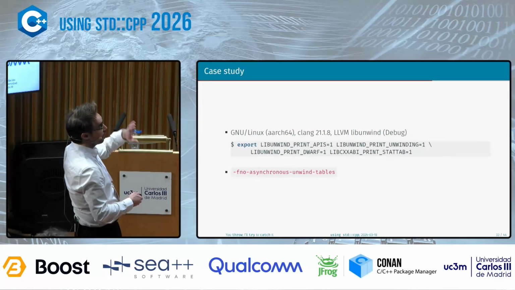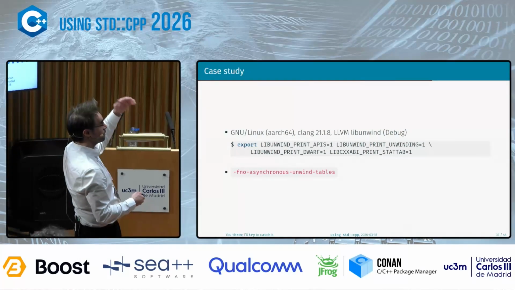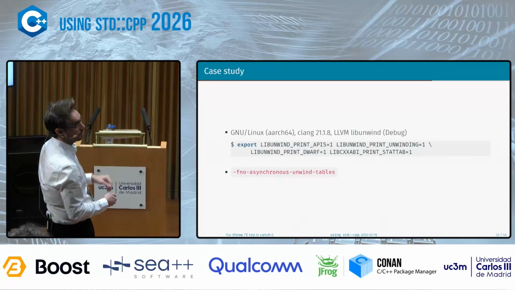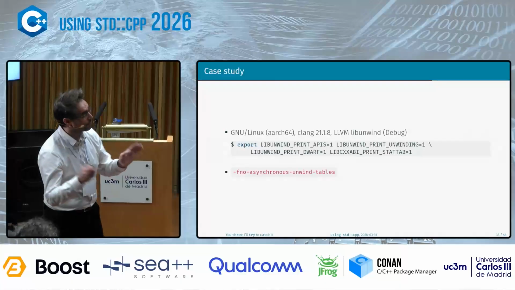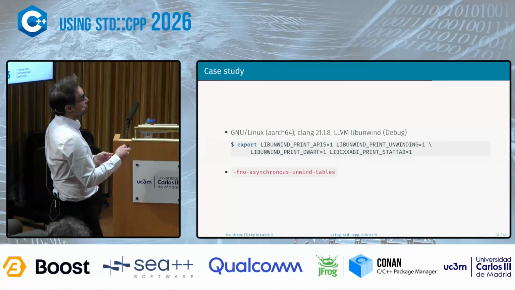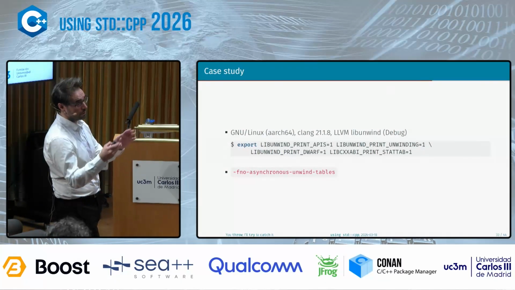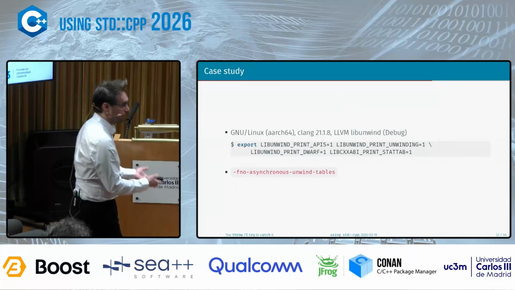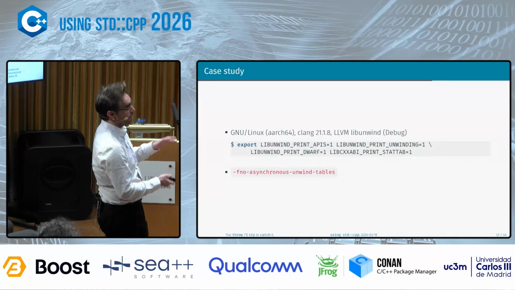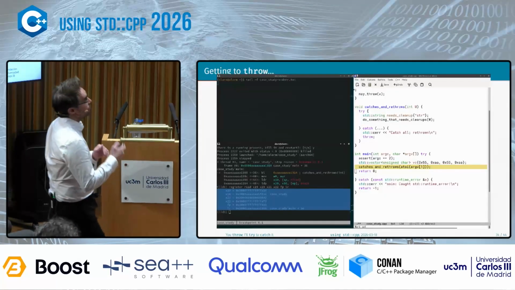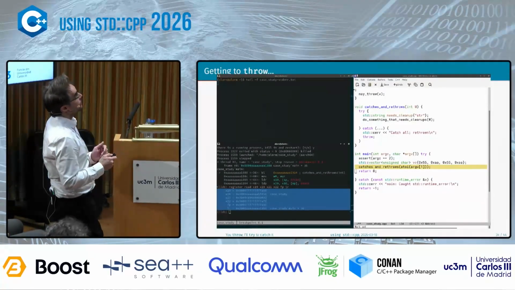To enable it, if you have such a libunwind version, you need to export these environment variables. We didn't talk about it, you can ask me later if you want to know more. We didn't talk about it, but there are synchronous unwind tables and asynchronous ones. We are going to use the asynchronous because they get shorter. I hope it's readable.